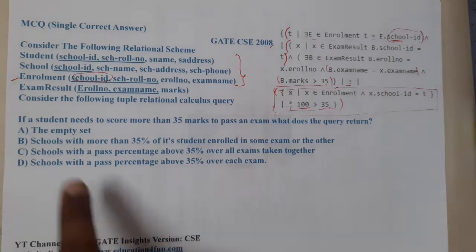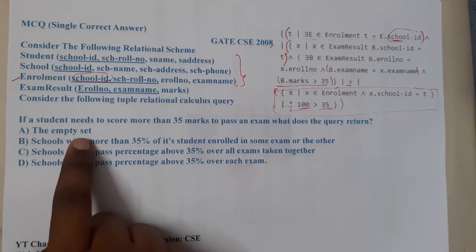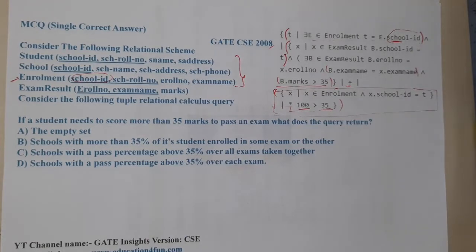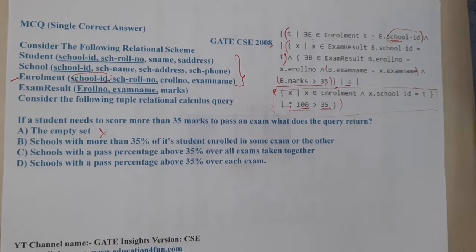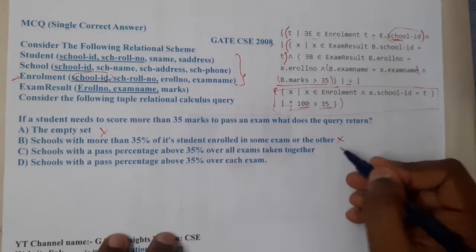Okay, so option A says that the set is empty. But if a student in a school is having greater than 35, he will get the output, right? Yes. So most probably the set will not be empty. Option B says schools with more than 35% of its students enrolled in some exam or the other. Okay, so I think it is not about that particular student count, right? It is about the pass percentage or pass mark. So this option is wrong.